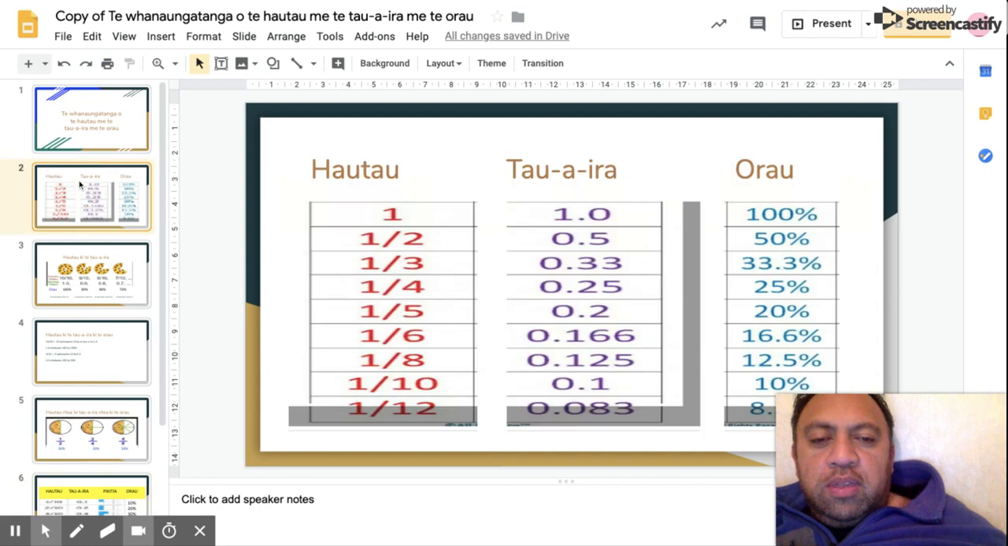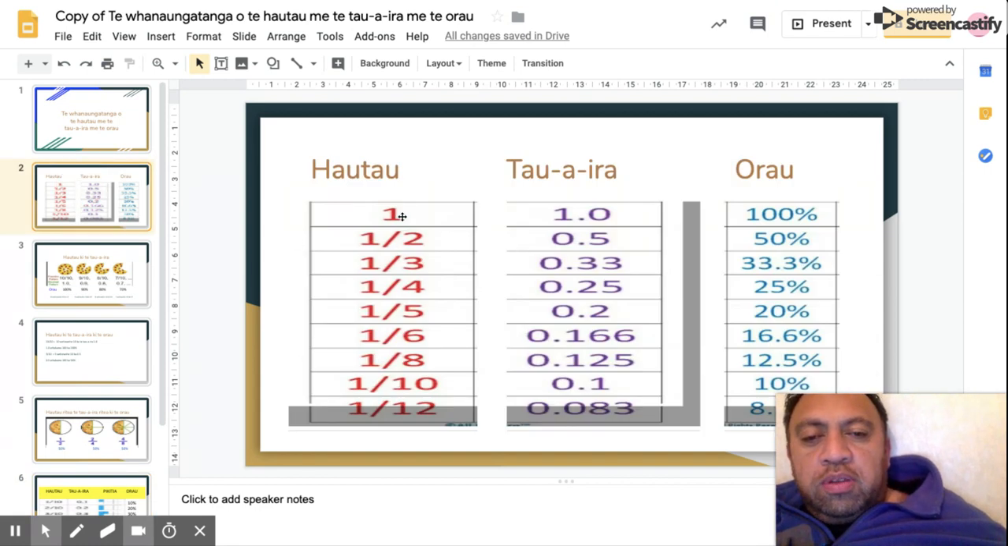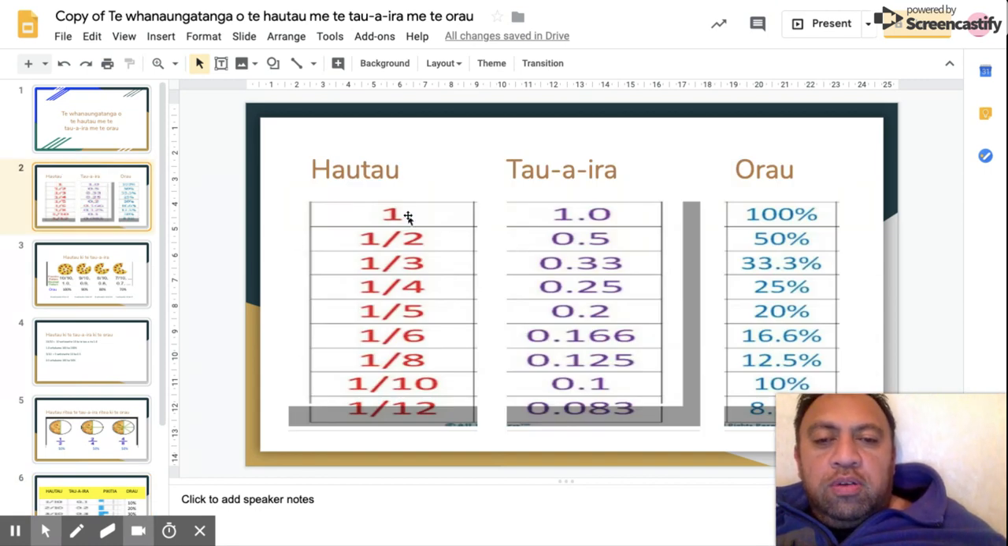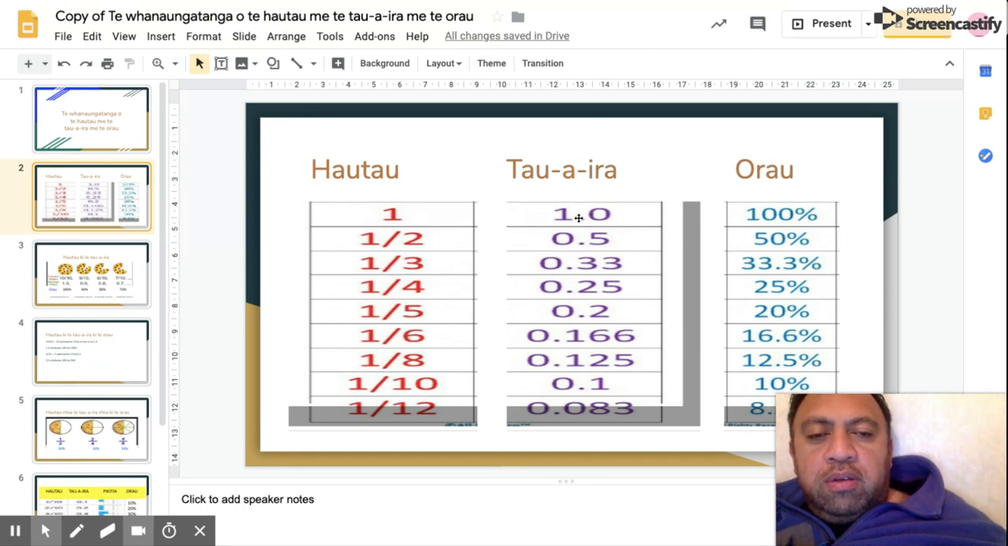So here we go. We start with this first one, as we went on before. One whole is the same as 1.0 in a decimal, in a tauira. So therefore, with percentage, with Orau, 100% is the same as one whole, and it's the same as 1.0 as a decimal.